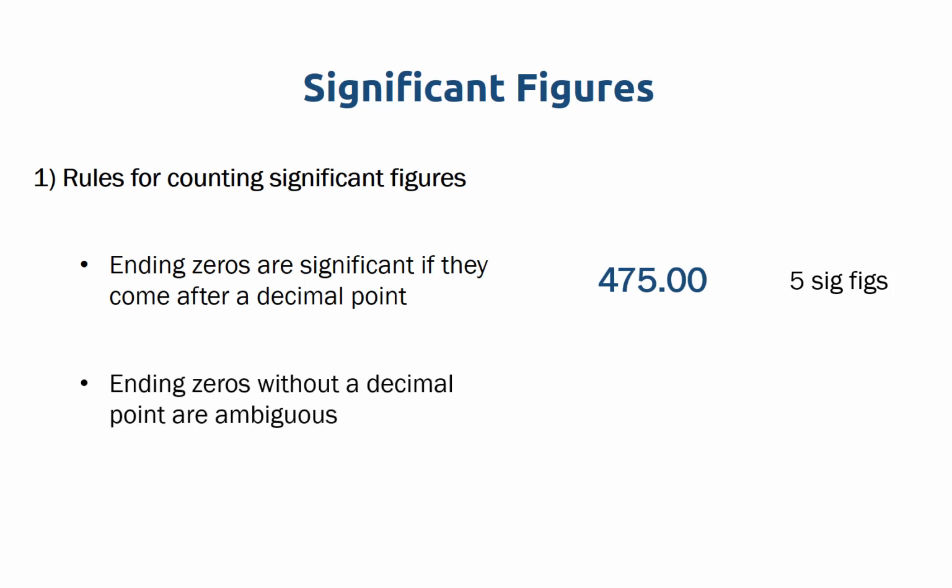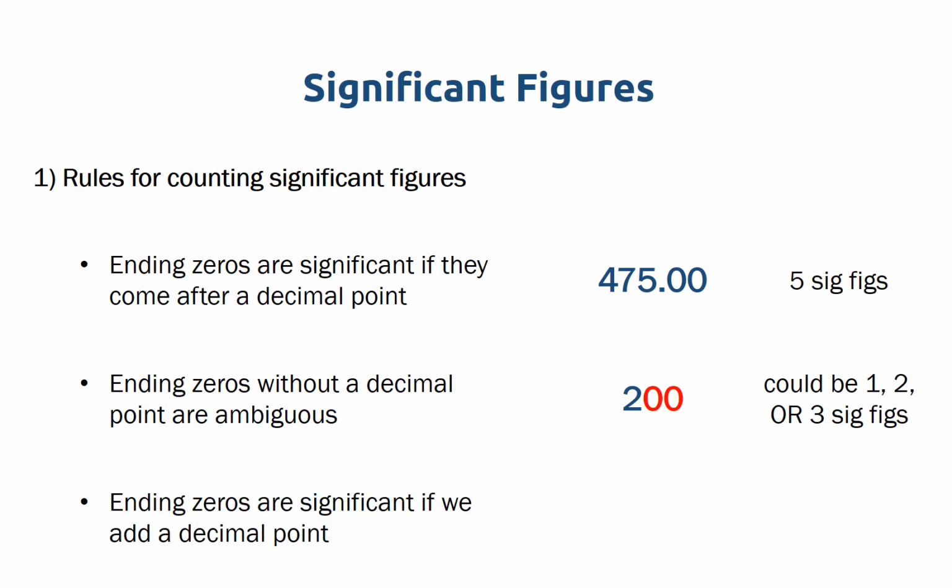The last rule about zeros is that ending zeros without a decimal point leave us with an ambiguous number of sig figs. What this means is this could be 3 significant digits. All 3 could be significant, but we don't actually know that. The 2 zeros at the end might be significant or not. So it's not really advisable to write numbers like this if you can avoid it, because both of those zeros could potentially not matter. It could mean that one of the zeros doesn't matter, or they could all matter.